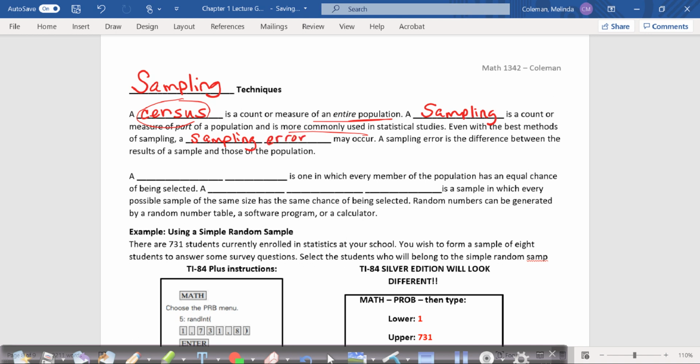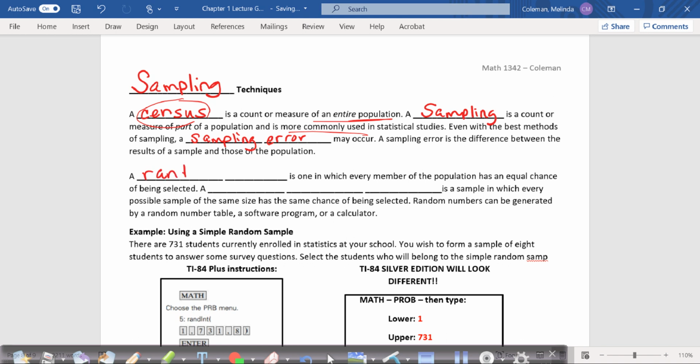If you're only picking one county in the state of Texas to do your sampling, then that may not be indicative of the entire state of Texas. So if you're looking at perhaps a political race, then again, looking at one county won't give you results where you could make conclusions about the entire state. And that would be an error in the way you sampled. The actual error is a number, and it's the difference between the results of the sampling and those of the population.